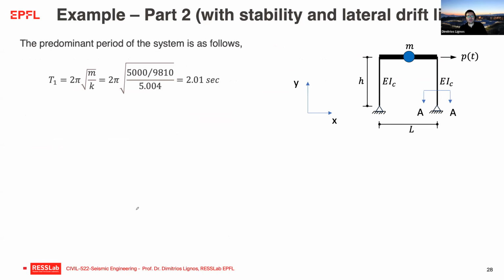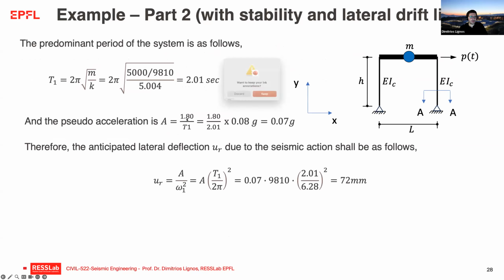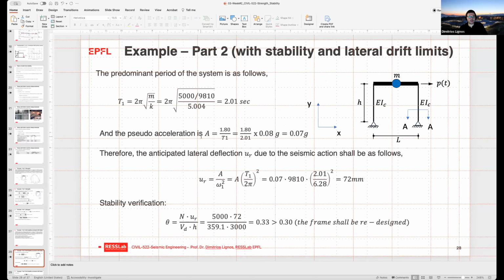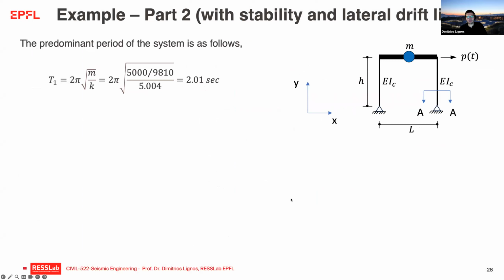So to begin with, we said before that the predominant period of the system was calculated to be 2.01 seconds. And the pseudo acceleration had been computed to be equal to 0.07 g. So here, by the way, sorry, there's a small typo. This one is supposed to be like this. So if I put it back, okay.